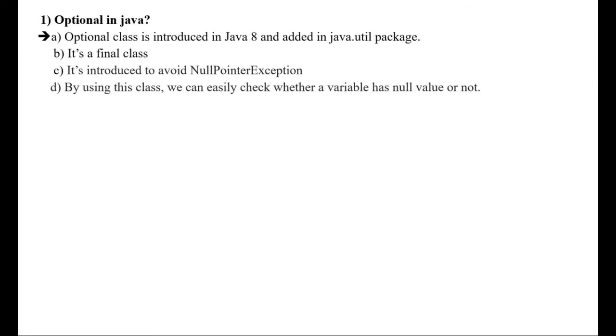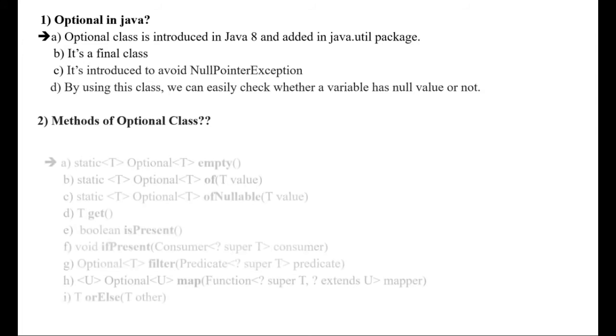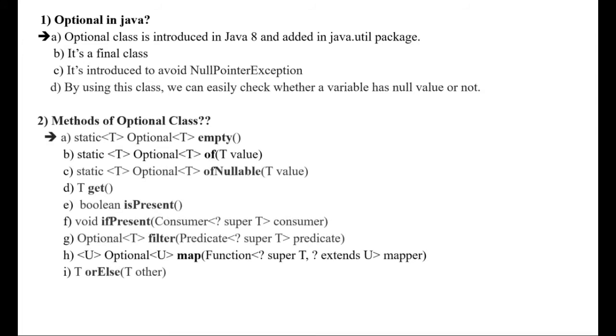Next question is methods of the Optional class. There are many methods in the Optional class. The first method is empty, of, ofNullable, get, isPresent, ifPresent, filter, map, orElse, orElseGet, orElseThrow. These are the main methods in the Optional class.